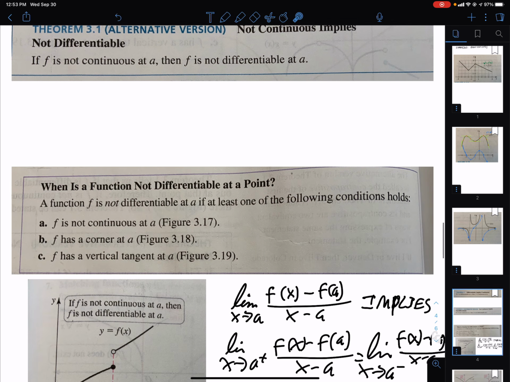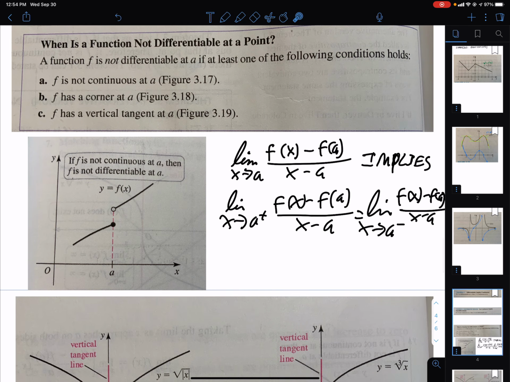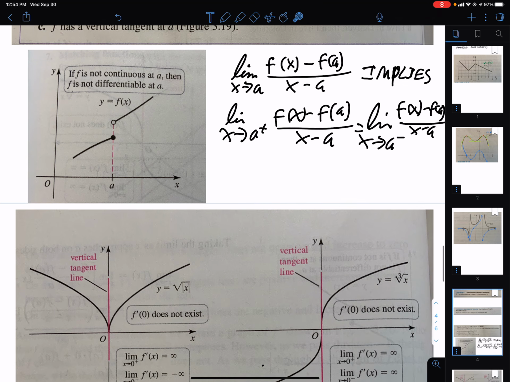So here are the 3 things you have to know if we ever take a quiz. This will be a common theme on tests. When is a function not differentiable? You have 3 situations. Not continuous, then it will not be differentiable. If it has a corner or a sharp point, it will not be differentiable. Or if the tangent line is vertical. And I'll give you an example of all these.